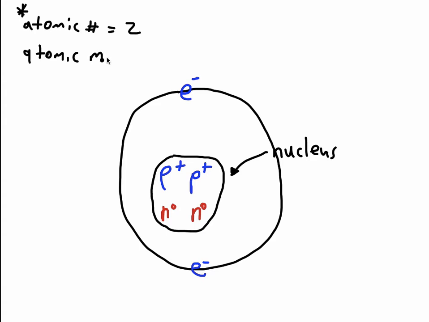The atomic mass is the protons plus the neutrons. Okay? And in this case, that's 4. Now, if you notice on the periodic table, that number is rarely a whole number, and we'll get to that in a sec.